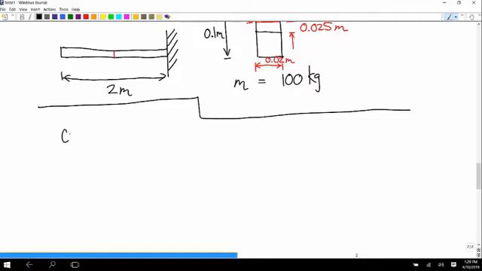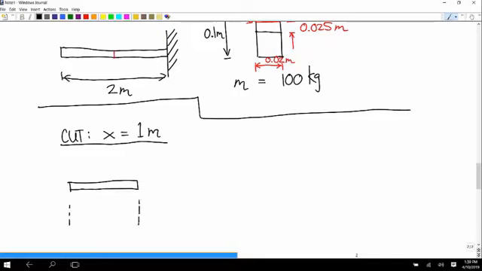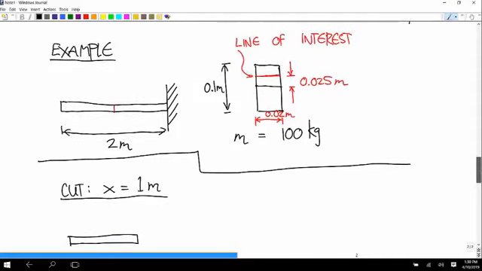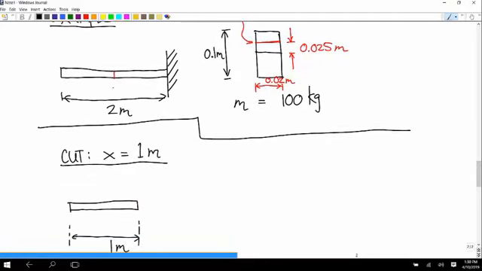I'm going to do a cut. We know the line that we're interested in, so I'm going to do it right at x equals 1 meter. Then we don't have to get anything in terms of x. So this length is 1. That's half of the length of this, so it's going to be half the weight. The full weight is 981 newtons. So half of the weight is 490.5, and it's going to happen right at the midpoint.